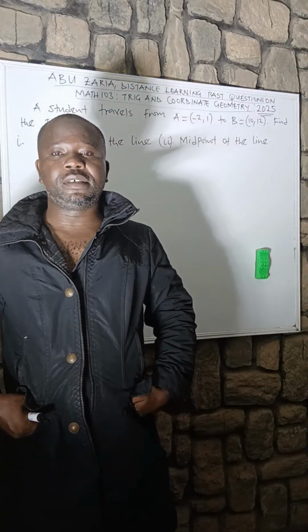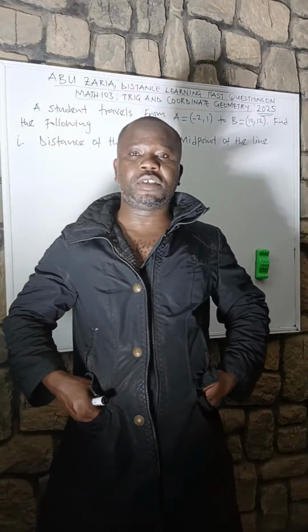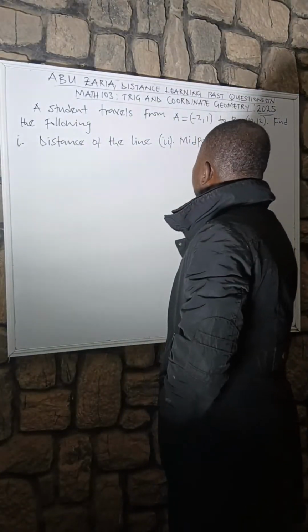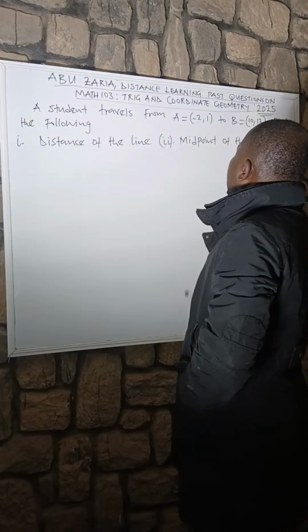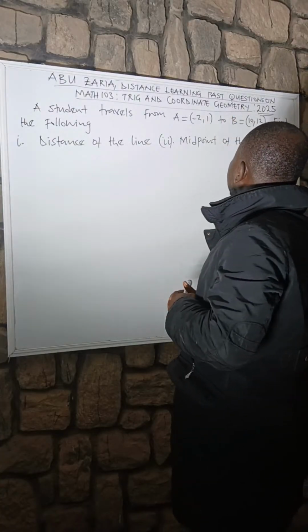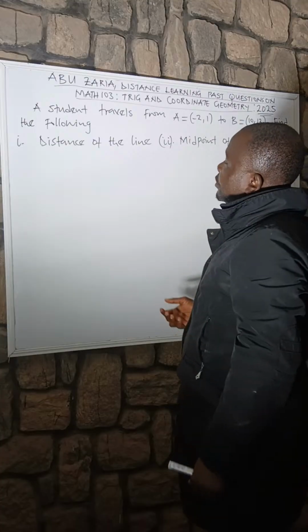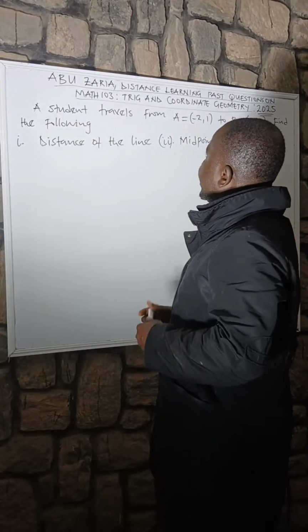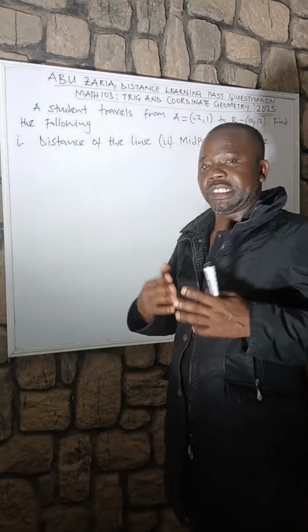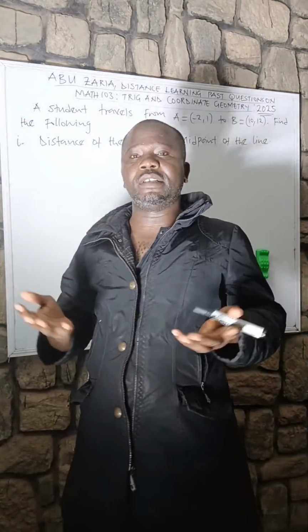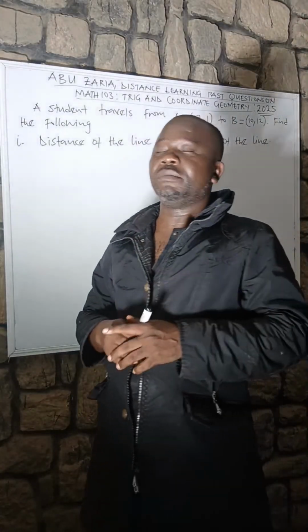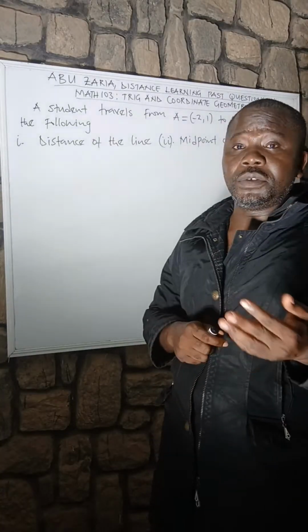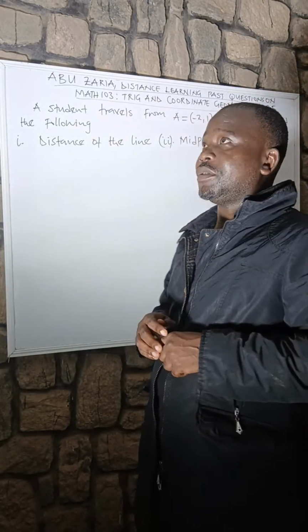Tonight I'm going to solve past questions on trig and coordinate geometry, 2025 ABU past questions, and it is 103. I'm going to break it down for you. Somebody sent it to me that I should help him out, so I want to use this period to do that.